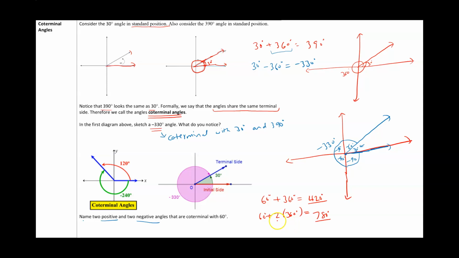So 2 times 360, this is 720. 720 plus 60 is 780. So those angles are coterminal with 60. So we can add and subtract multiples of 360 because that's one full rotation to get coterminal angles.